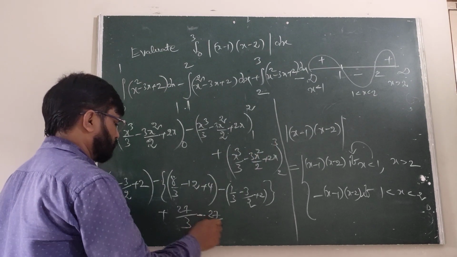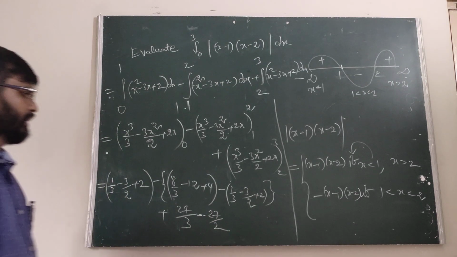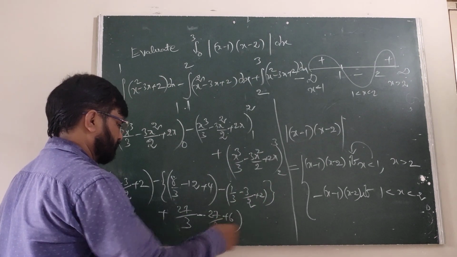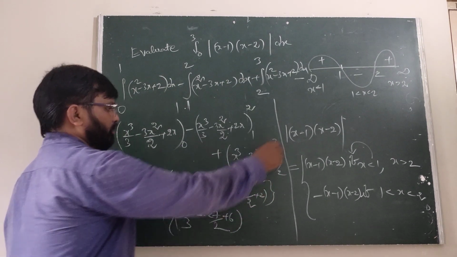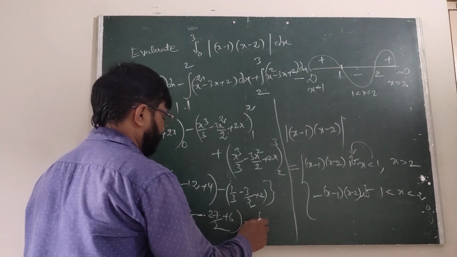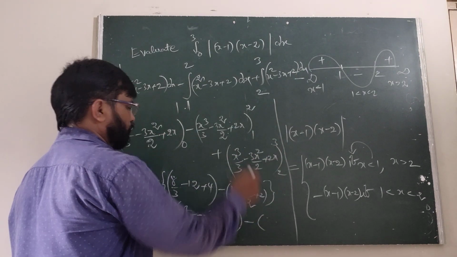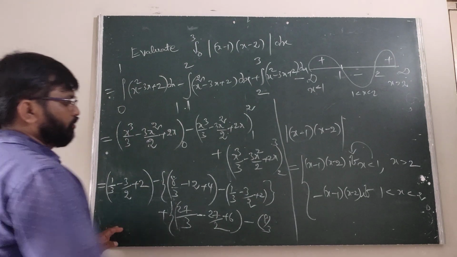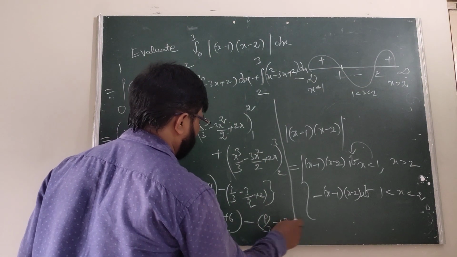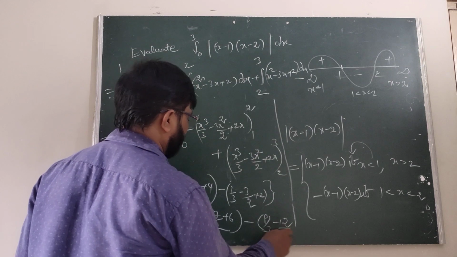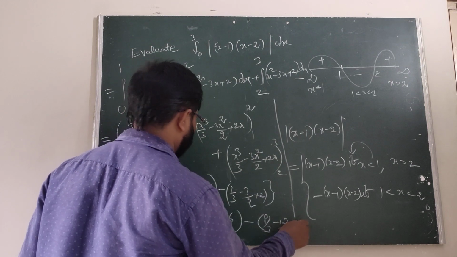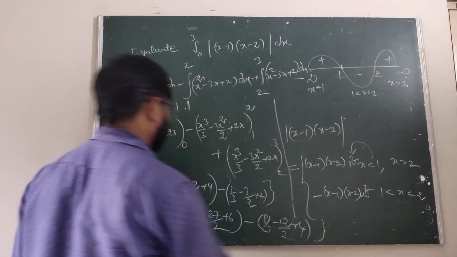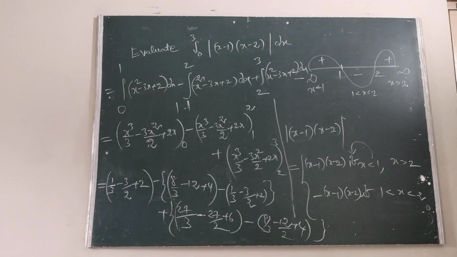9 3s are 27 by 2. Next, 3 2s are 6. After that we come to the lower limit, which is minus of 2 cube, that is 8 by 3. Now, 4 3s are 12, so 12 by 2. Then 2 2s are 4. Okay, now this is here.